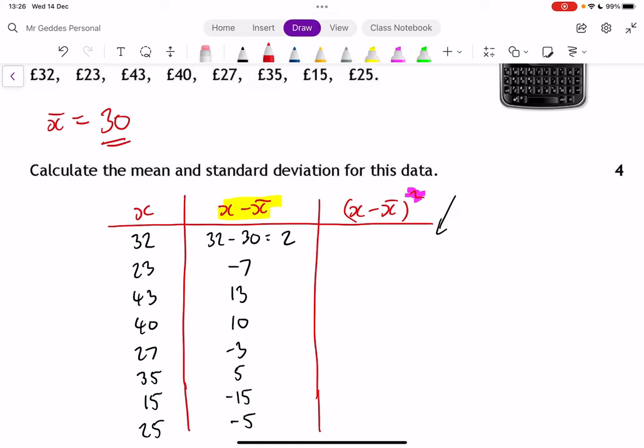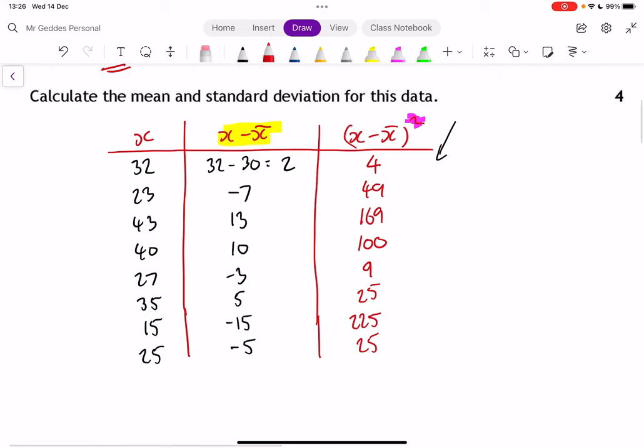Your calculator will lie to you. If you do just now -7 squared, it will tell you it's -49, okay? The calculator's not quite right with that. So bear in mind it's 2 squared is 4, -7 squared will be 49, 13 squared is 169, 10 squared is 100, -3 squared is 9, 5 squared is 25, -15 should be 225. I'm just going to double check. 225. And then -5 is 25. Okay.